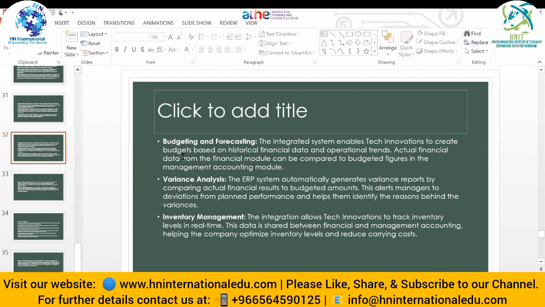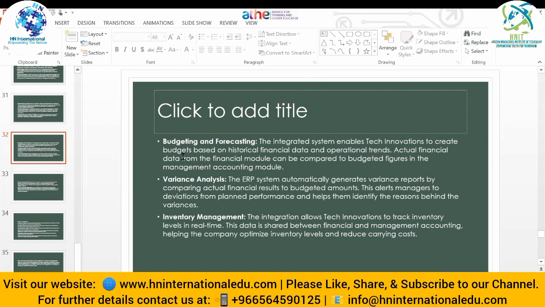Then we have variance analysis. The ERP system automatically generates variance reports by comparing actual financial results to the budgeted amounts. This alerts managers to deviations from the planned performance and helps them identify the reasons behind the variances, that is the differences. Whatever the differences were in the report in the ERP system, it's going to be detected through variance analysis.